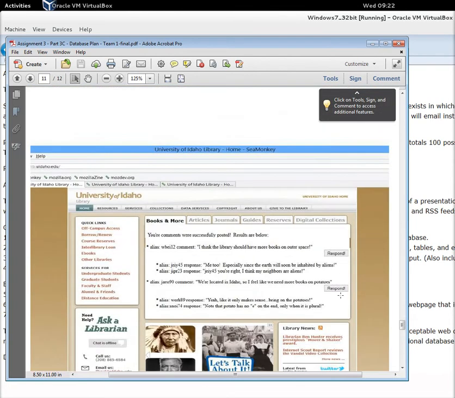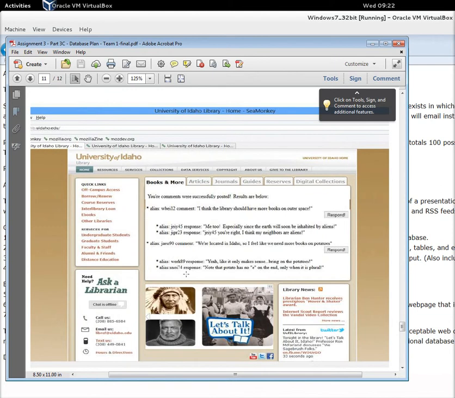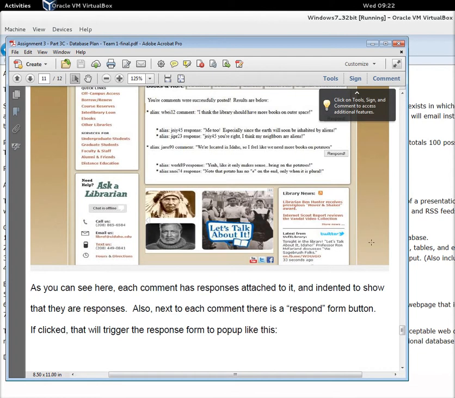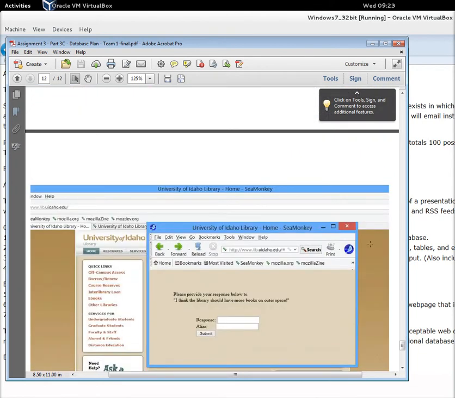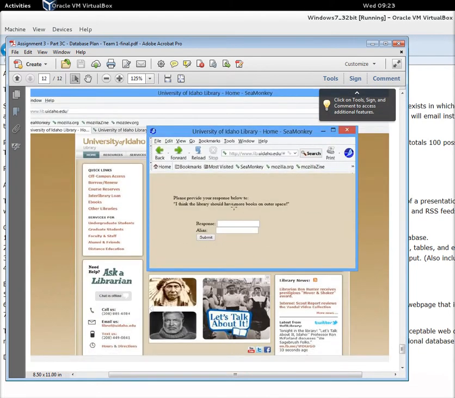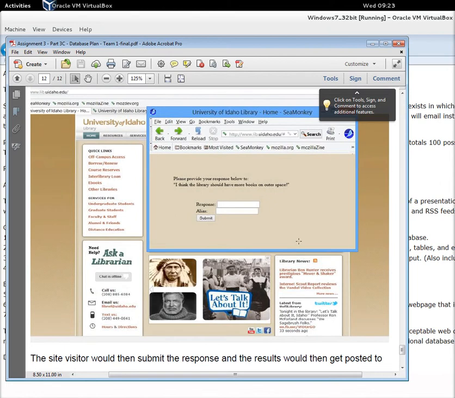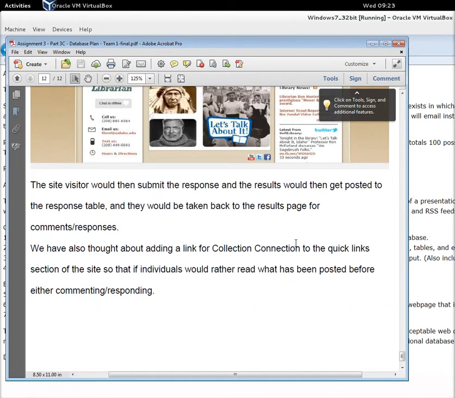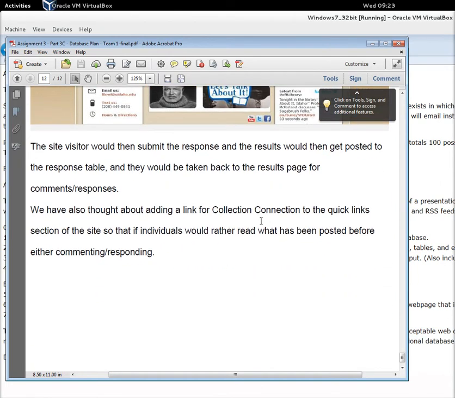Then another part of their mock-up is they show you the actual results. They've done some grouping here with their database so that it shows up nice and neat on the page. And if you click on the respond button here, they also have a mock-up that shows you this little pop-up where you can provide a response to one of those comments about a book or a service or something like that. So they show the mock-up. This is a good example.